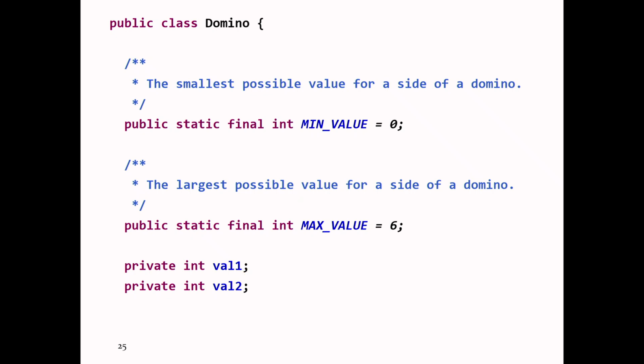Value 1 and value 2 cannot be static. Right? If they were static, then every domino would have the same two sides. Right? So they have to be non-static so that every domino can have its own independent number side. Yep.